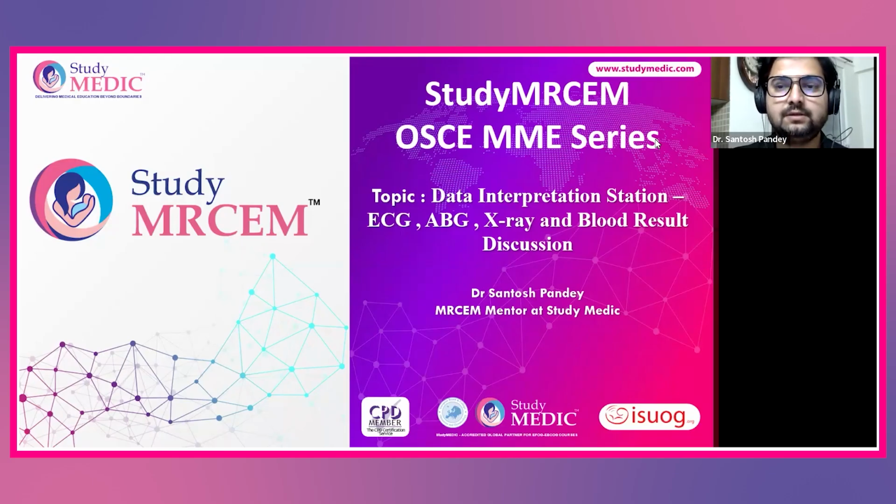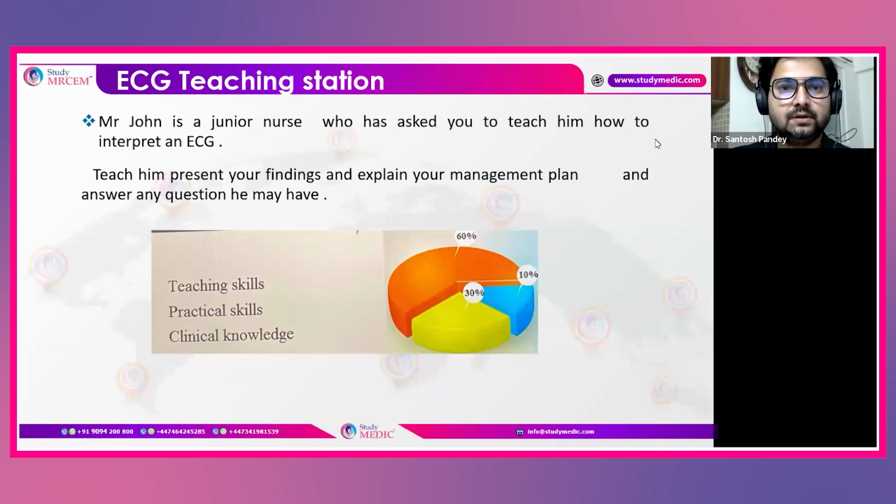Okay, to start with, I'll start with the scenario. Mr. John is your junior nurse who has asked you to teach him about an ECG, how to interpret an ECG. Your given task is to teach him about your findings of the ECG, explain your management plan, and answer any questions he has. Now, this is the segregation of the marks given to you, and this will be given once you are outside the station.